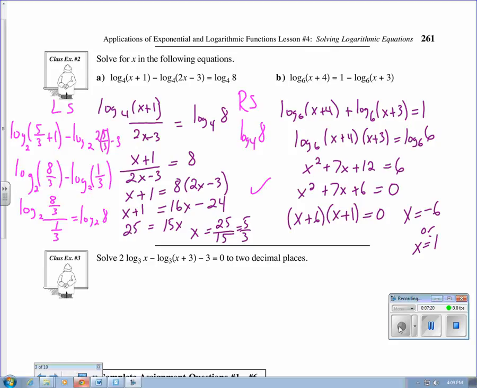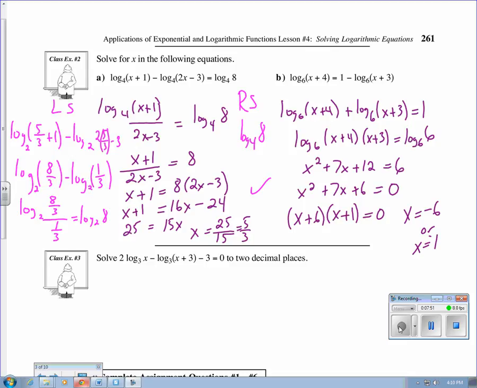So in plugging in 5 over 3 for x, I got 5 over 3 plus 1. That's 5 over 3 plus 3 over 3, which is 8 over 3, minus log base 2 of 10 over 3 minus 3 over 3. So that's 10 over 3 minus 9 over 3. That's 1 over 3, which I can consolidate to 1 log, and it's in fact equal to 8.